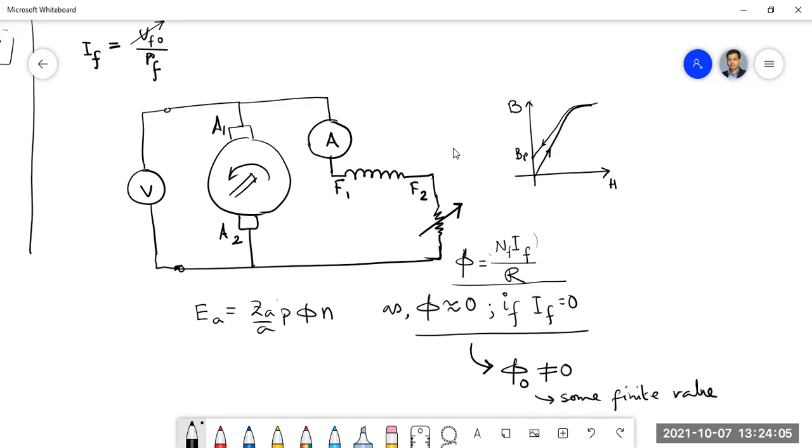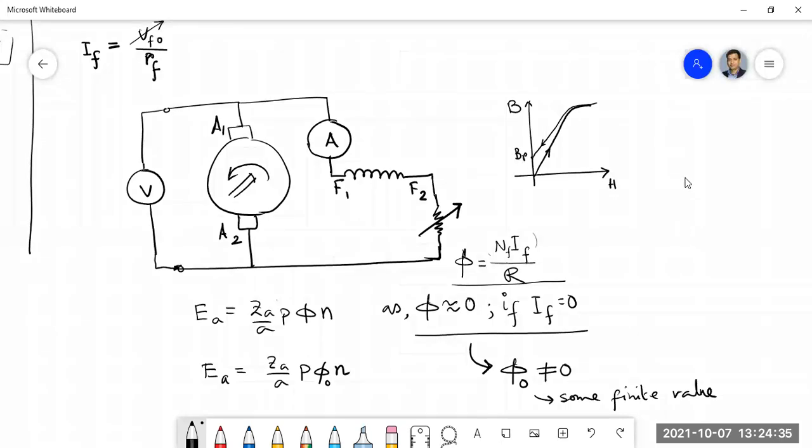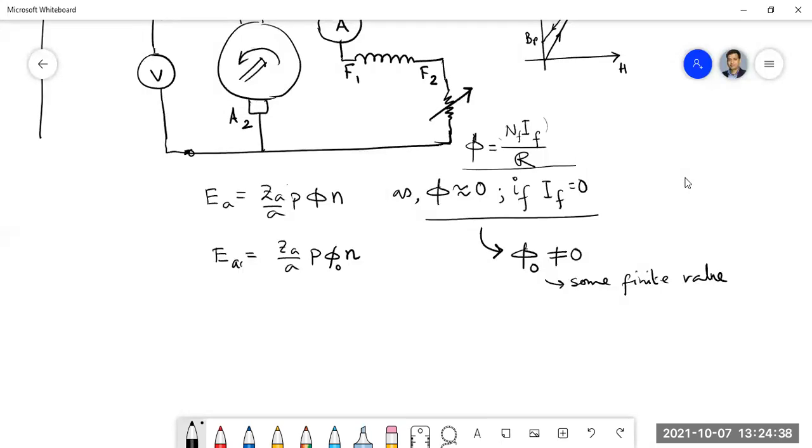Okay, and that will help to generate the first voltage, because though it is a very low value, all the other things are constant. Okay, got my point? So this voltage may be very small, but still it will have some finite voltage. Got my point?